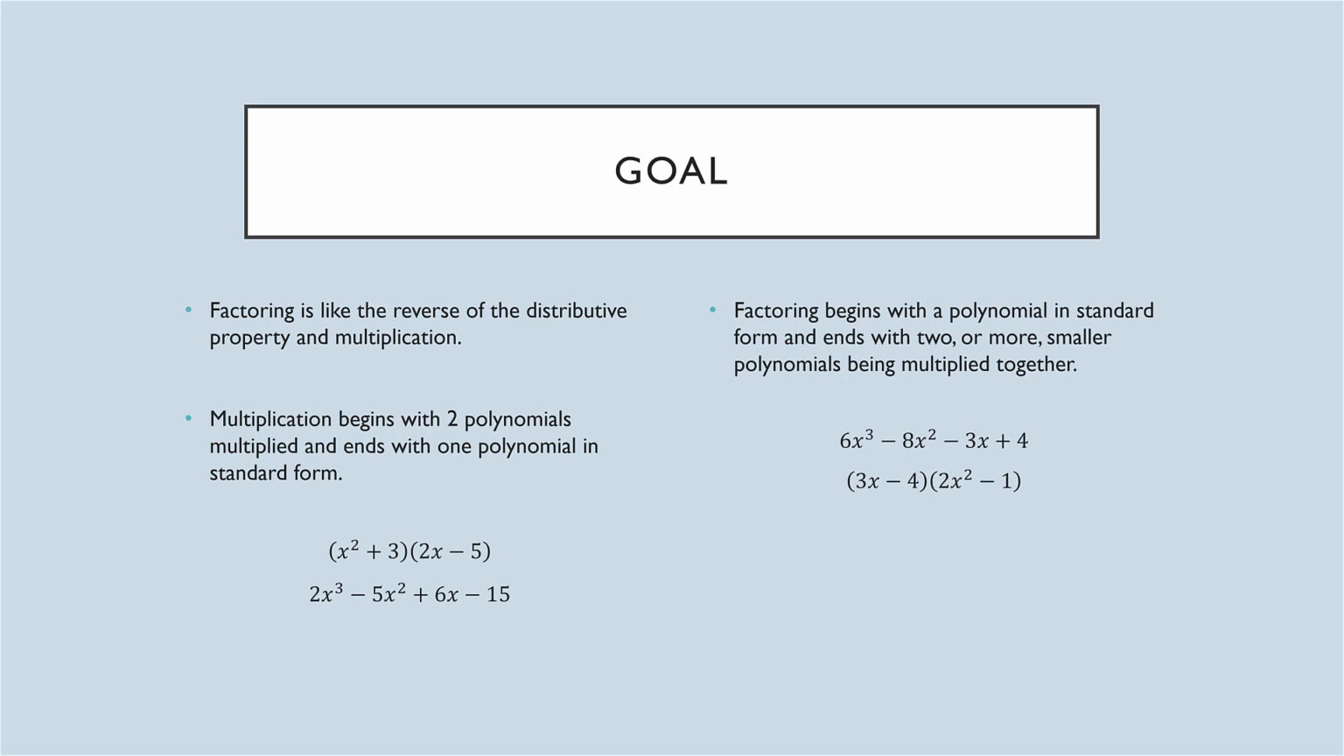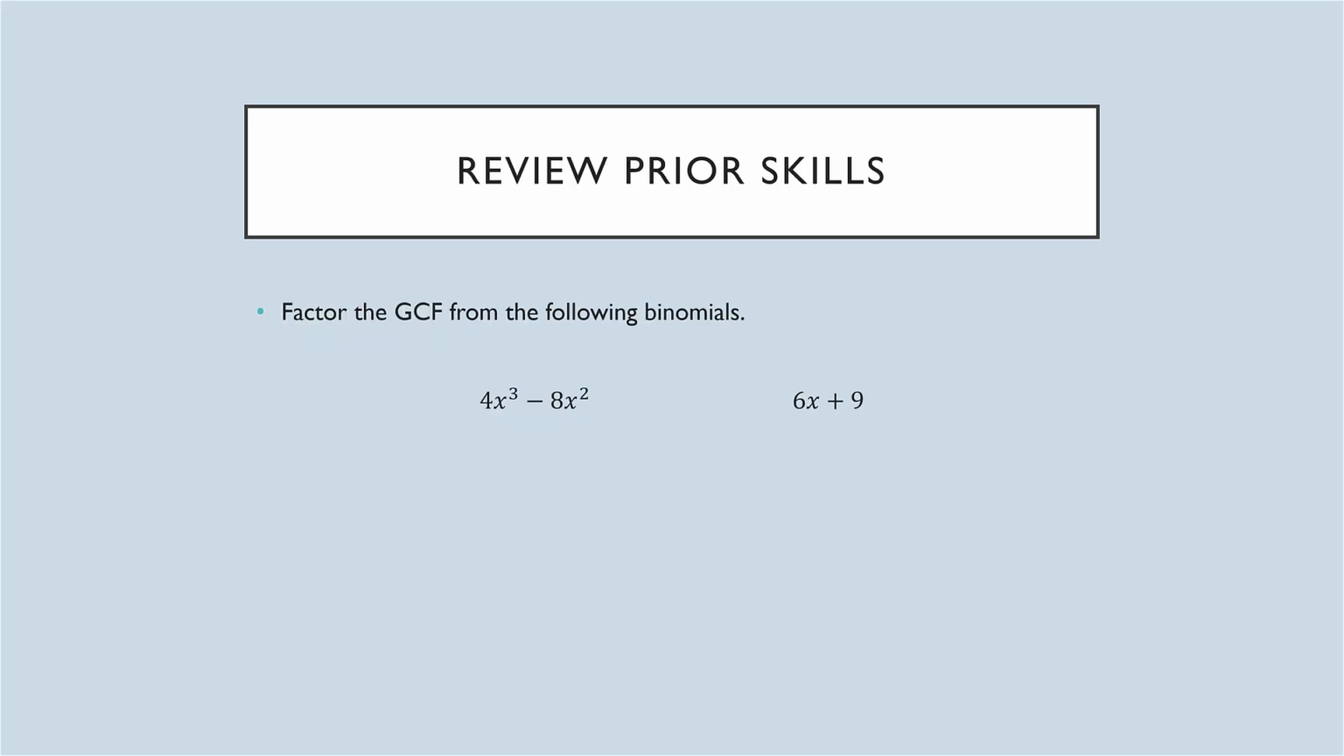But before that, let's review some basic skills. Specifically, we're going to review factoring the GCF from a binomial, because today's objective and goal is we can use GCFs to factor a four-term polynomial. So here our first example is 4x cubed minus 8x squared. So the GCF of this binomial would be 4, because 4 is the biggest number that goes into 4 and 8, and it would also include an x squared because they have an x squared in common.